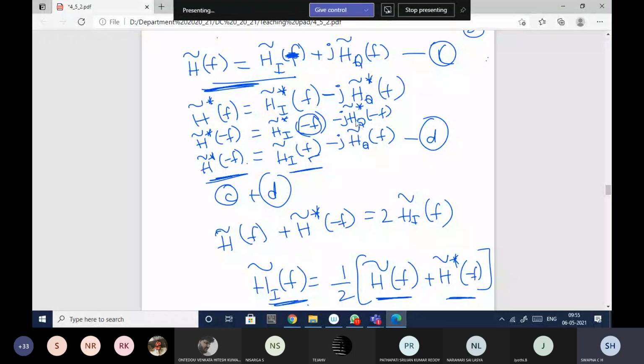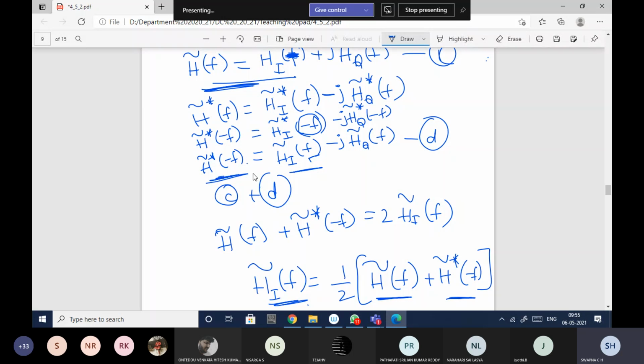In the same way, H_Q tilde star of minus f is nothing but H_Q tilde of f, since minus of minus f will be plus f. So this I've got.